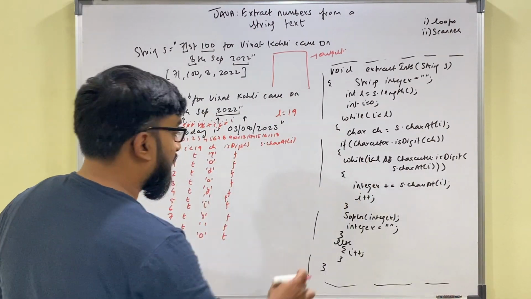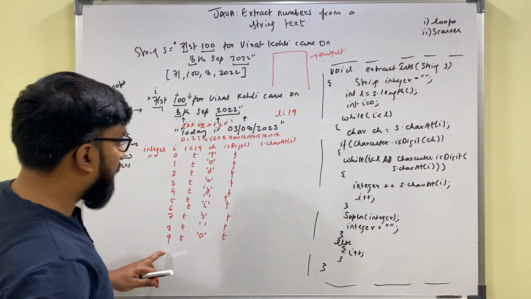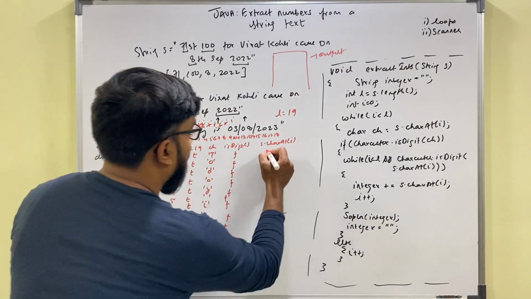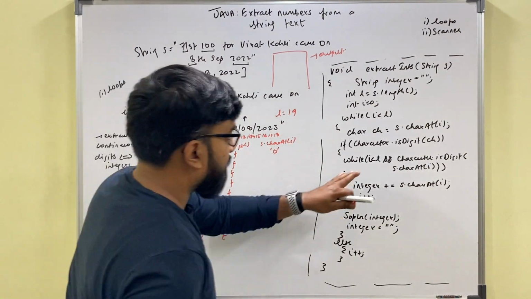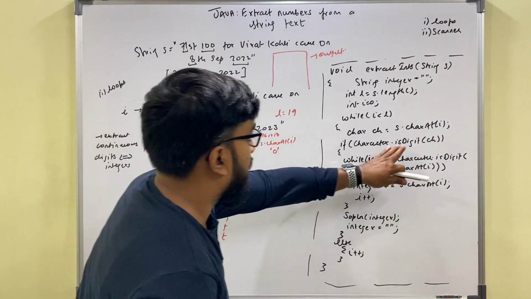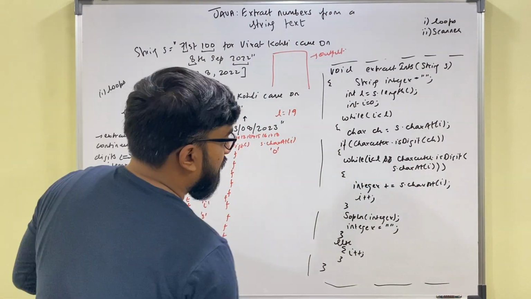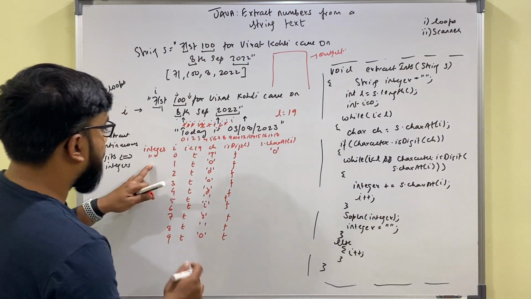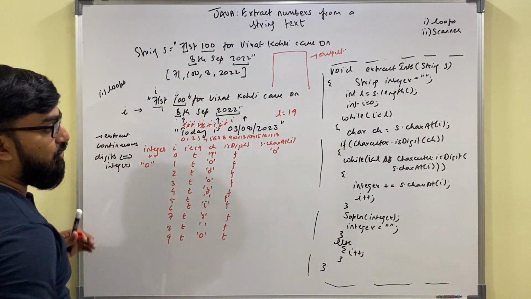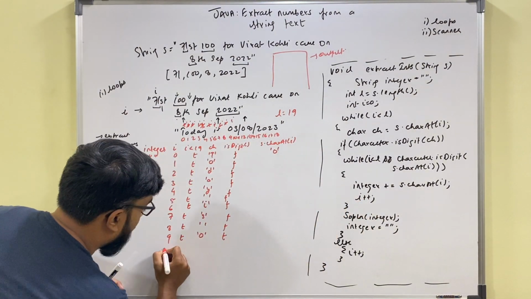Okay. I is less than L. Character dot isDigit of s dot charAt I. S dot charAt I is this same thing right now. Okay. Condition true. Condition true. S dot charAt I is a digit. Okay. True. You do integer plus equal to s dot charAt I, integer now becomes 0. Okay, you do I plus plus, I becomes 10.